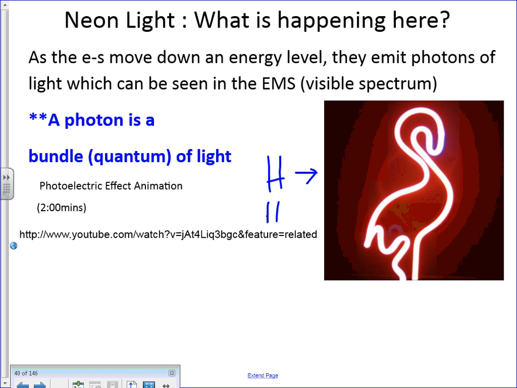So different colors are coming from different gases. So you can have hydrogen and helium and iodine gas and neon gas and krypton gas. You can have all kinds of gases and heat them up. They will emit a certain color of light or multiple colors of light.